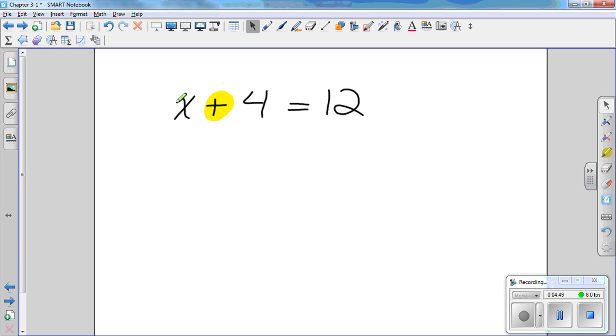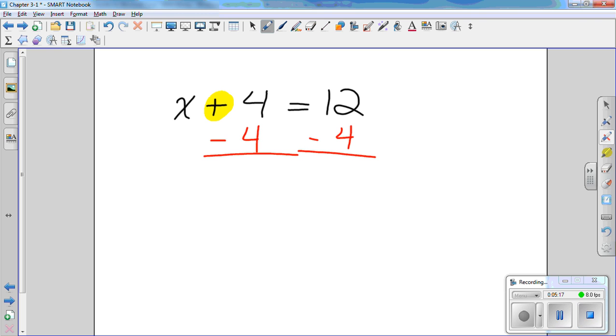So to get rid of that 4, to isolate x, or to get x by itself, how do I get rid of adding 4? Yeah, I'm going to subtract 4. So I'm going to subtract 4 from both sides of my equation. Whatever I do to one side, I must do to the other to keep things balanced.